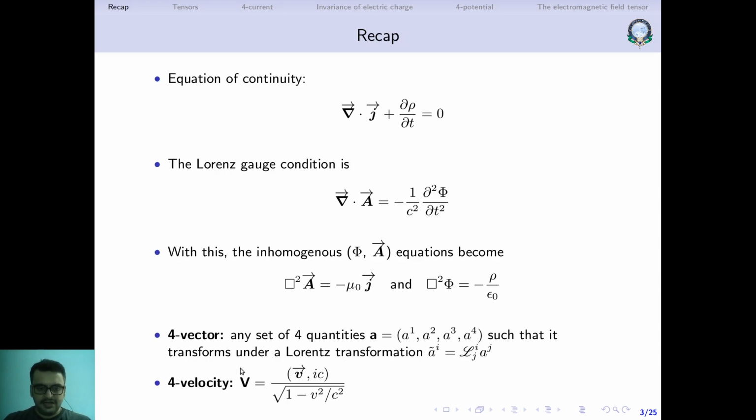One example of a four-vector is the four-velocity, which contains four components. Of course, the first three components are the same as the components of the three-dimensional velocity. We just write it as velocity v comma ic. So even though we have written it as two components, it actually contains three plus one, four components: v, ic, divided by the square root of 1 minus v square by c square.